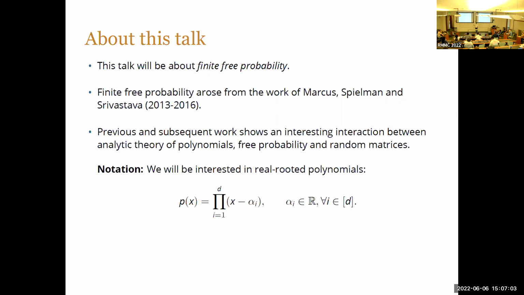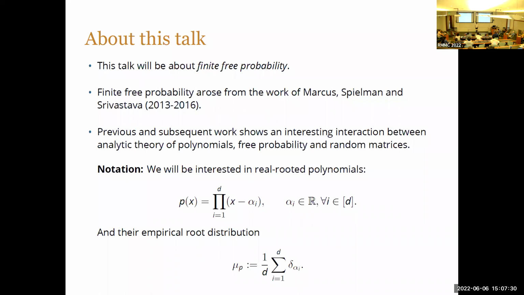So, okay, the main objects that we will be working with are real-rooted polynomials. So polynomials with real roots. And given some real-rooted polynomial of this form, we'll denote the empirical root distribution by mu_p. So this is the measure that puts equal weights on all of the roots of the polynomial, and it's a probability measure. So we normalize so that the total mass equals 1.